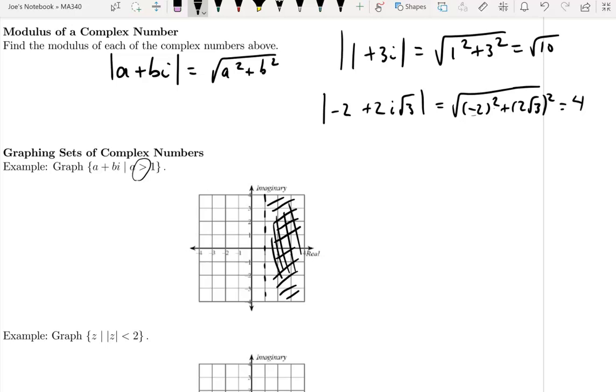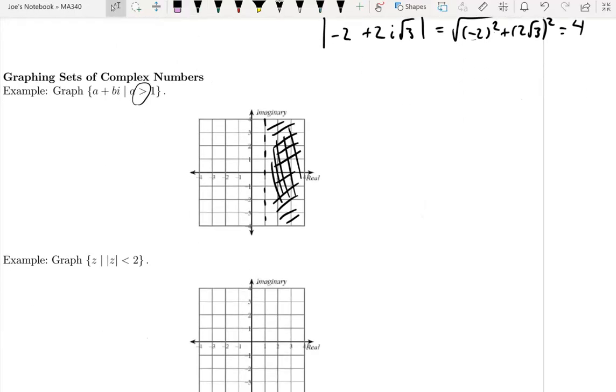Okay? What about the next one? The next one's a little bit more interesting. This says graph, usually if we're talking about a complex number, we use z to represent the complex number. This one wants the complex numbers that have modulus less than 2. Let's think about it this way. I want the modulus of a plus bi to be less than 2.